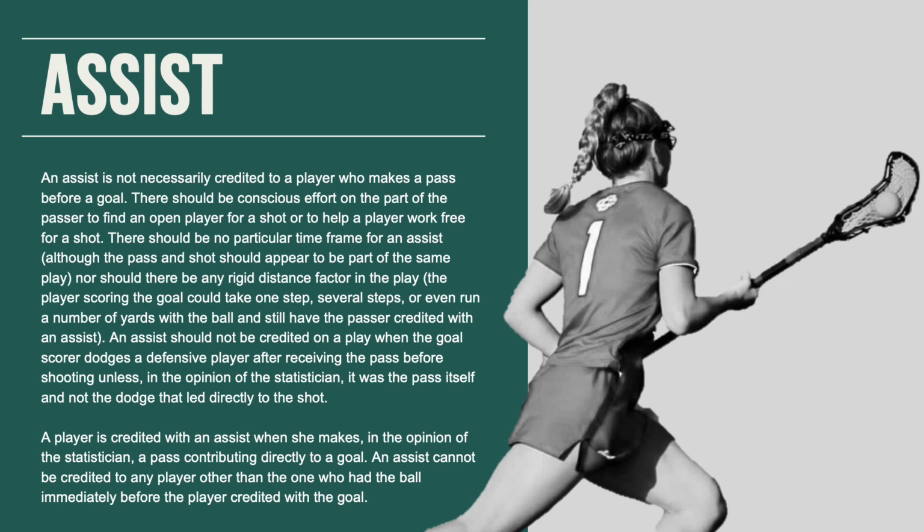Nor should there be any rigid distance factor in the play. The player scoring the goal could take one step, several steps, or even run a number of yards with the ball and still have the passer credited with an assist. An assist should not be credited on a play when the goal scorer dodges a defensive player after receiving the pass before shooting, unless, in the opinion of the statistician, it was the pass itself and not the dodge that led directly to the shot.